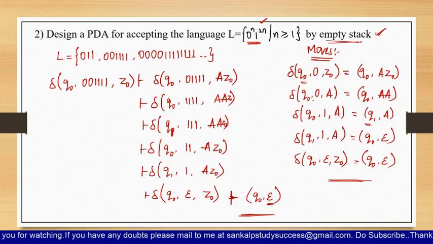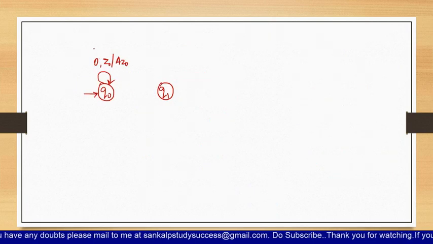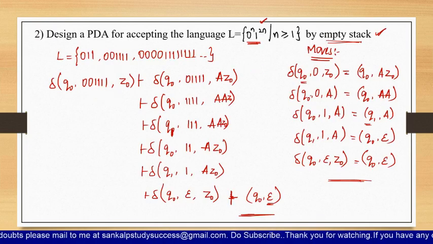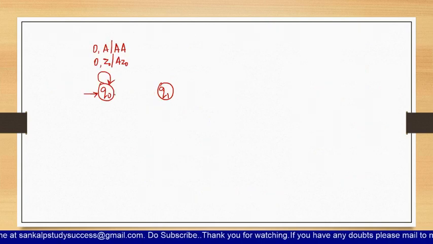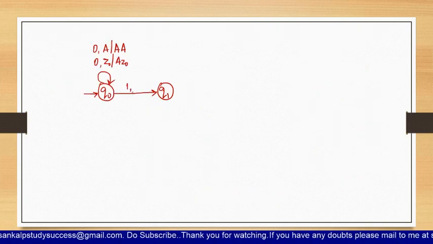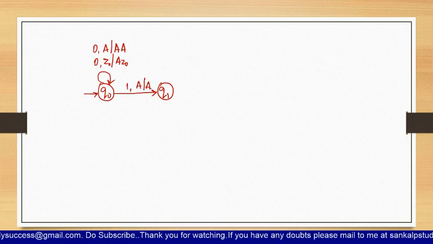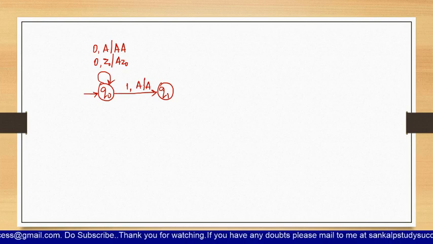Then coming to the next move, from Q0, if you apply 0, then again it is going to the same state Q0, but there is a change in the stack, which is A comma AA. So this becomes 0 comma A of AA. Then, coming to the next step, where we are applying 1 as the input to Q0, if you apply 1, then it is moving to another state Q1. So from Q0 to Q1, if you apply 1, the stack goes from A to A, because we are moving from Q0 to Q1.